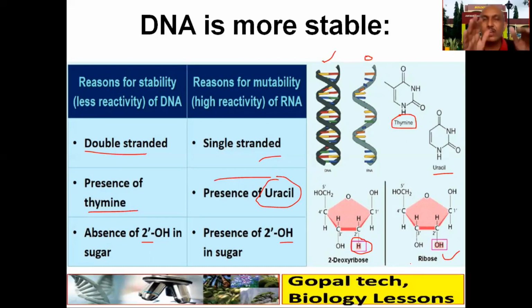So therefore, DNA is the best genetic material, but as I said, all the biochemical reactions occur around the RNA. RNA is the first genetic material. So some of the RNA somehow got modified into DNA.